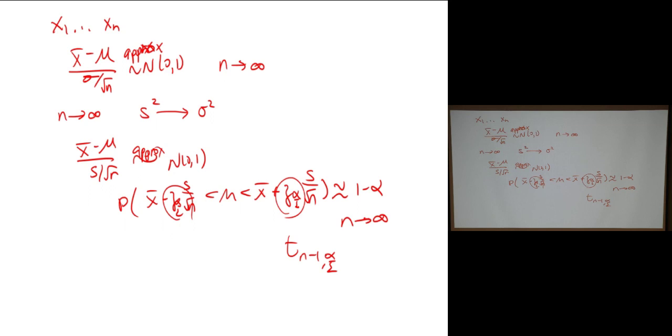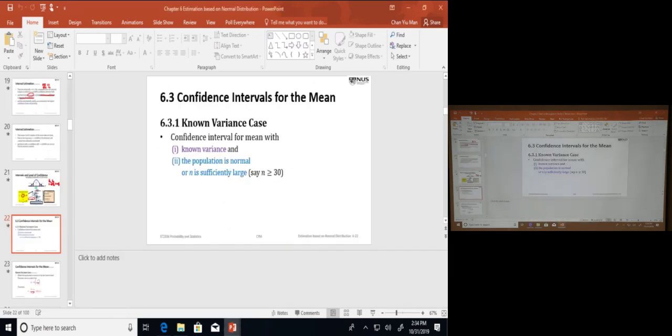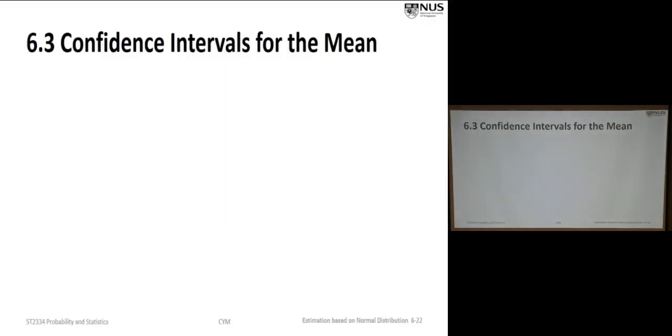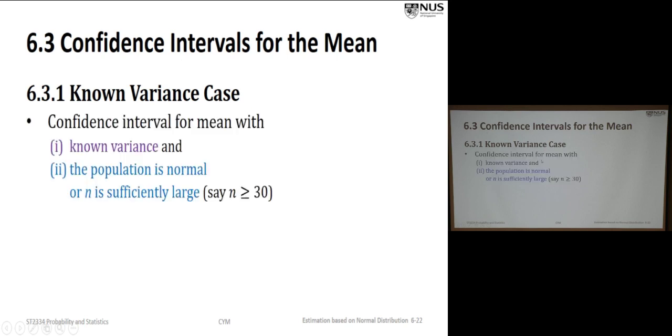Now we start to run. Now we start to talk about confidence intervals for the mean mu. First case: the variance is known, sigma is known.